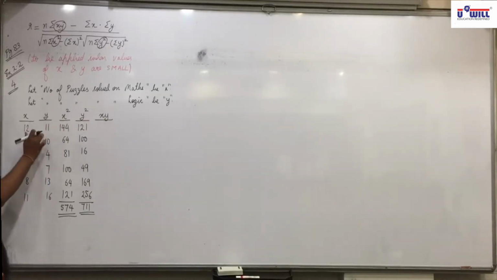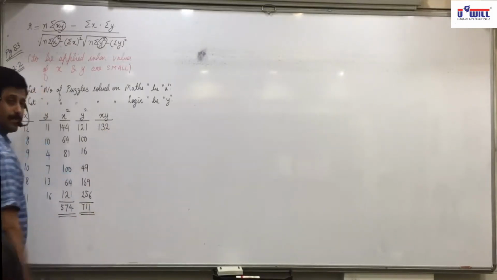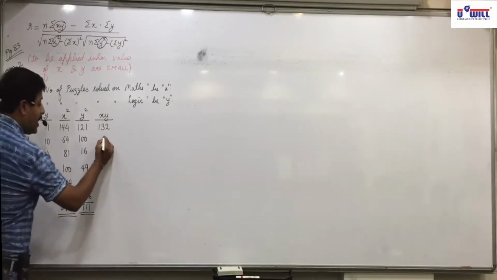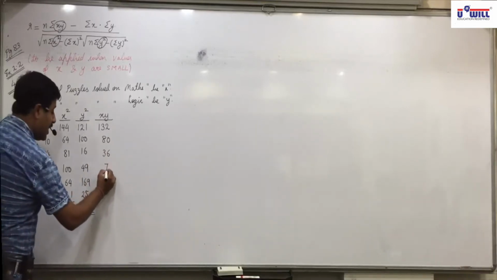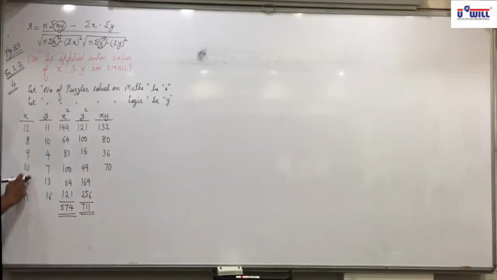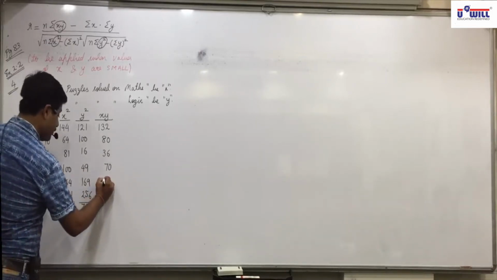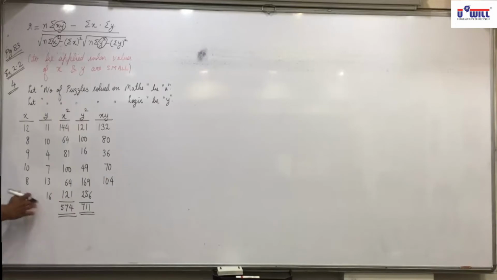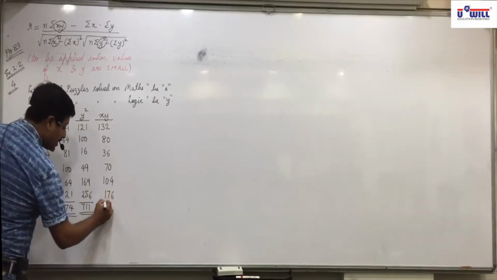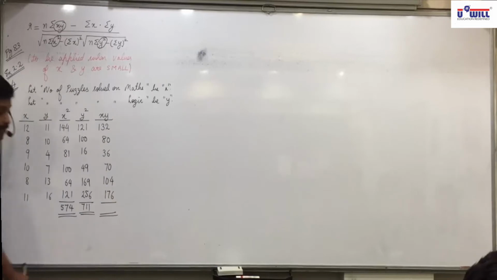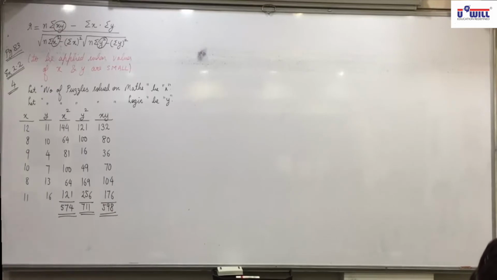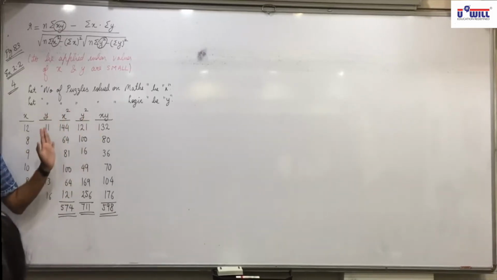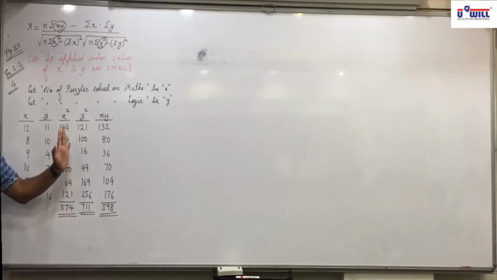Do 12 into 11 m plus. Then do 8 into 10 m plus. Then do 9 into 4 m plus. Then do 10 into 7 m plus. Then do 8 into 13 m plus, 104? Yes. And 11 into 16 m plus, 176, plus MR, 598. Are you all clear with this? Raise your hand who did not understand any of the workings. You'll be able to answer me in the next question, okay?